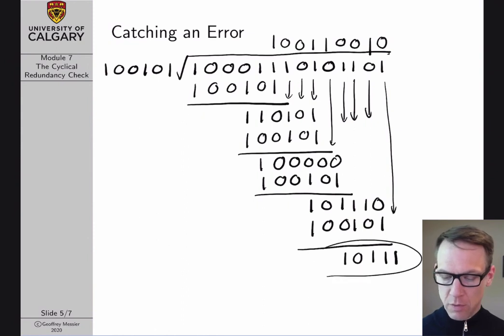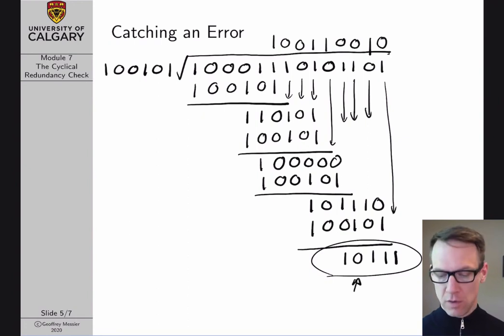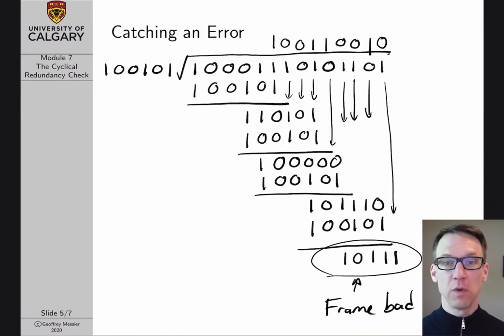So the remainder is 10111. And because it is non-zero, we know that the frame is bad. So our error detection scheme has worked.